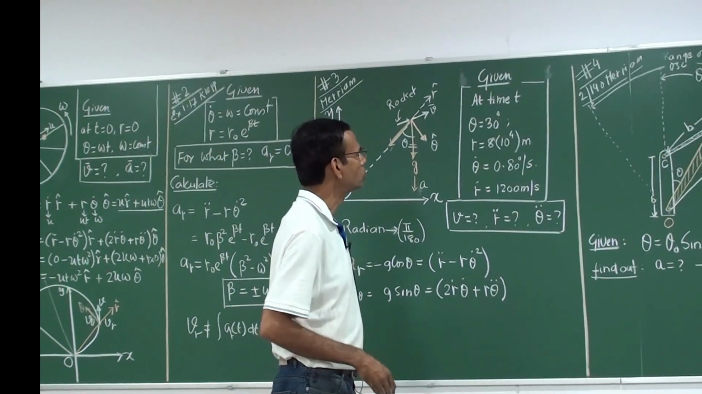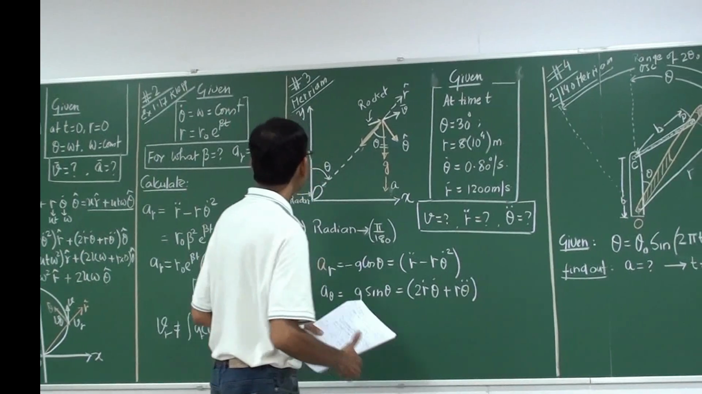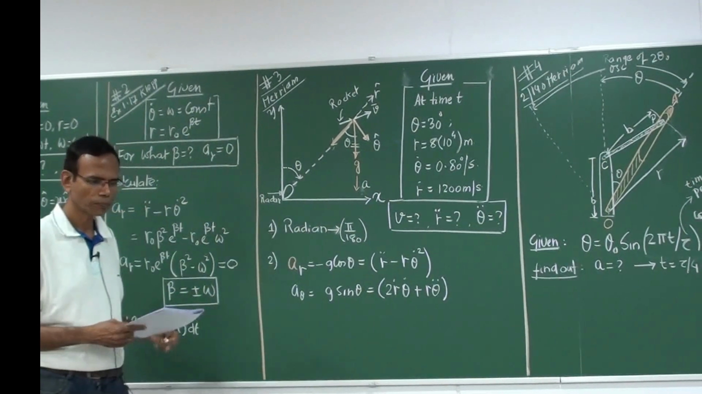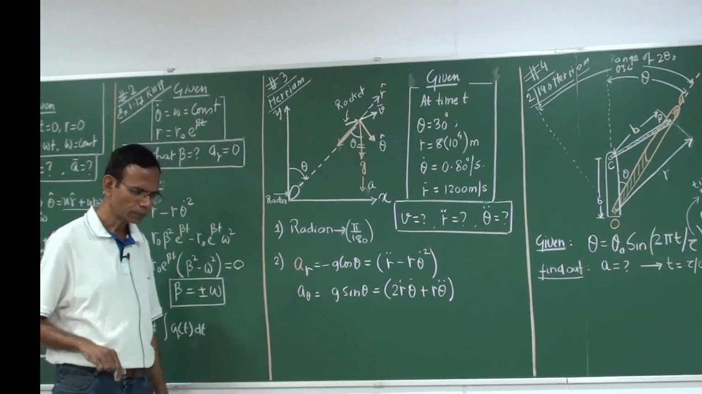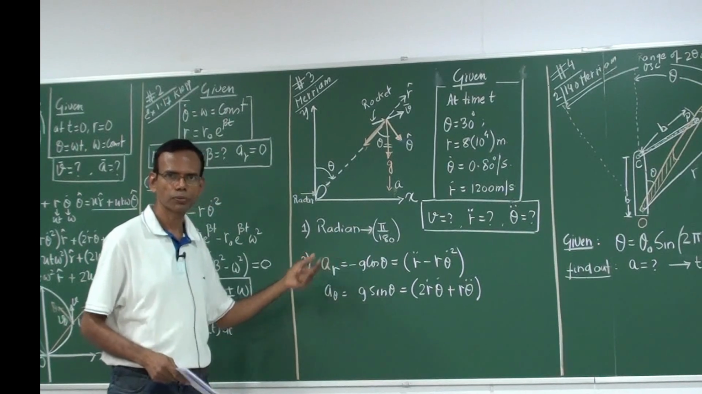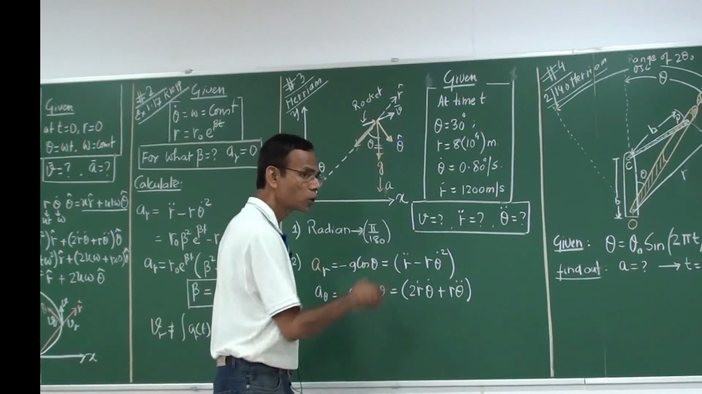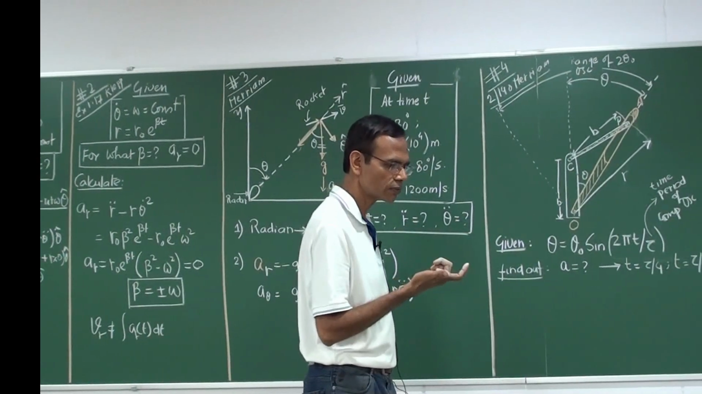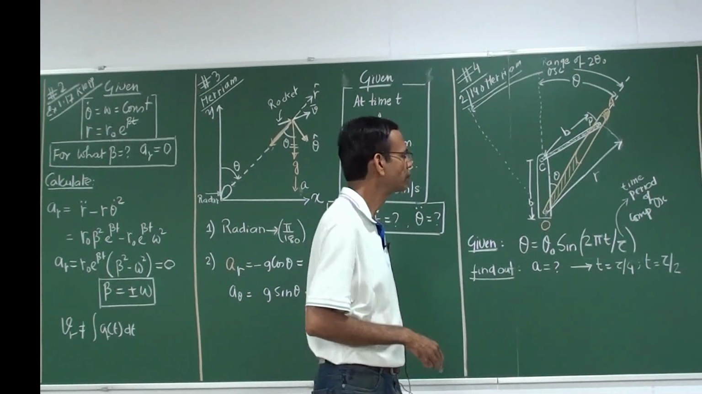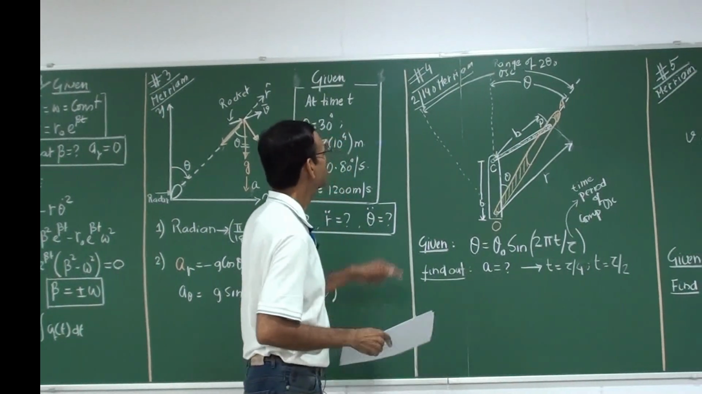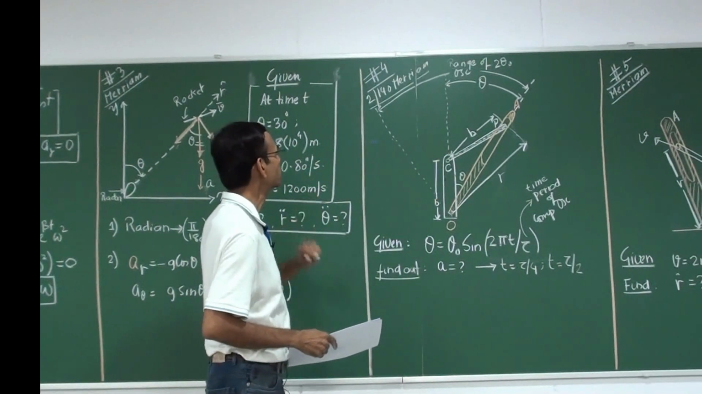Now we go to the next problem. This is also from Meriam. This problem I have given to you in your notes, so it is solved in your notes. But it is a good problem where, from the acceleration vector, we calculate the reverse way. Now another problem. This is problem number 2, chapter 2, 140 of Meriam.